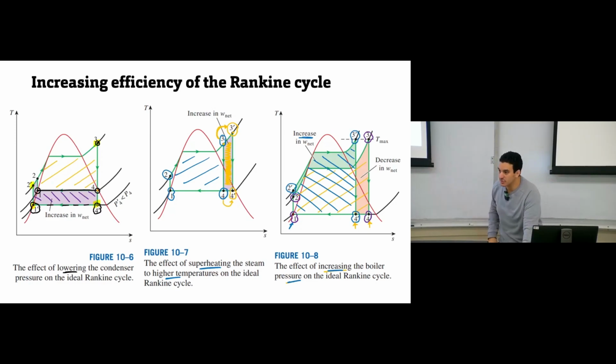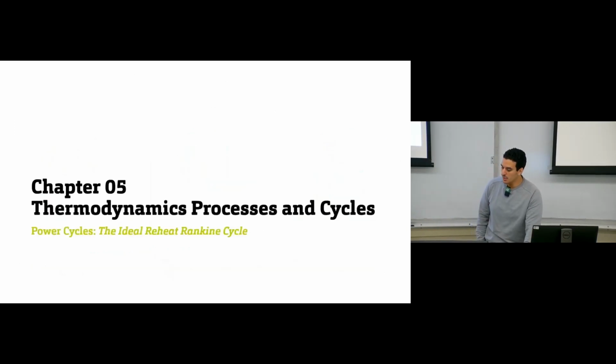So any of these methods can increase the efficiency, but any of these methods have some limitations or can cause some issues or difficulties in the cycle itself. This is why we think of a new method, which is the ideal reheat Rankine cycle. This is one of the modifications that we did to a Rankine cycle, and this method helps us to avoid the limitation that we set for each of the previous methods.